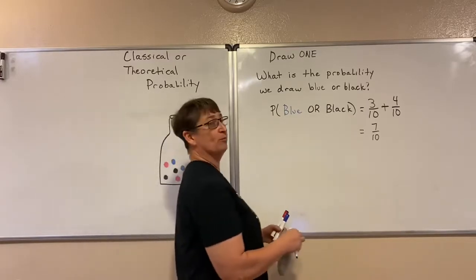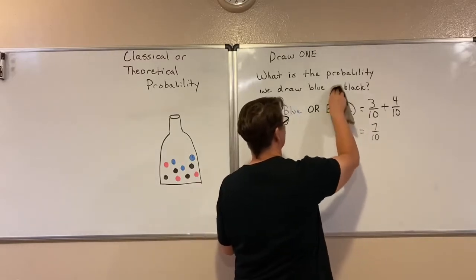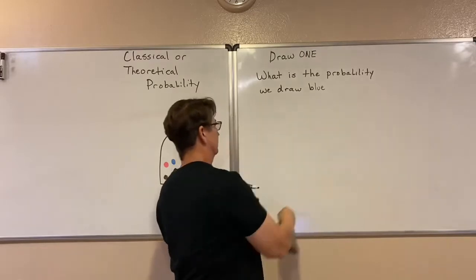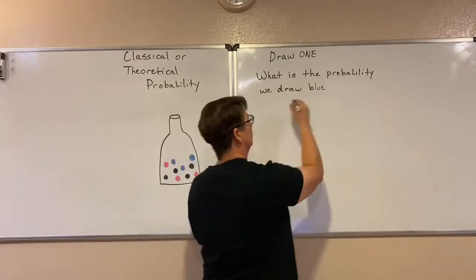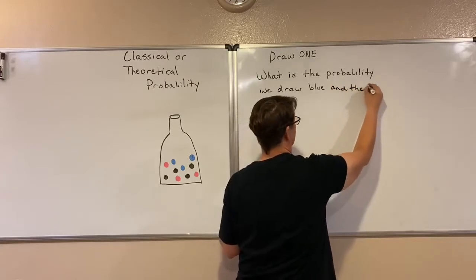All right, let's do one more with one draw. And let's make this, instead of a blue or a black, let's say, what's the probability we draw blue and then a black?